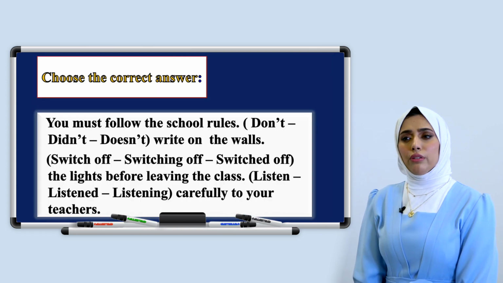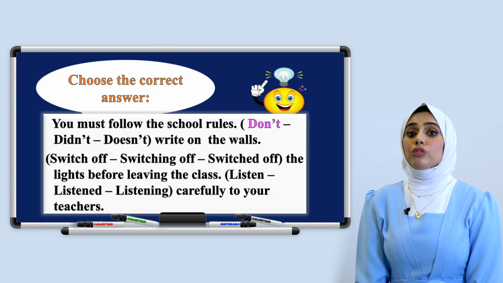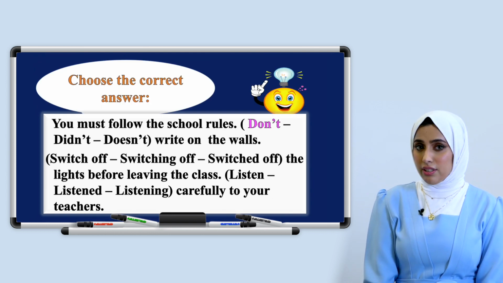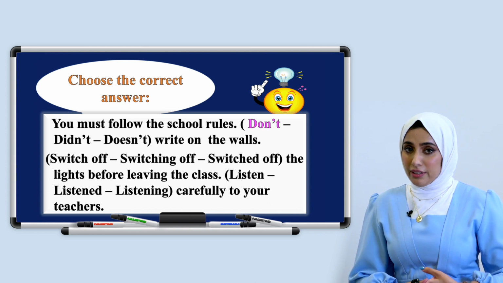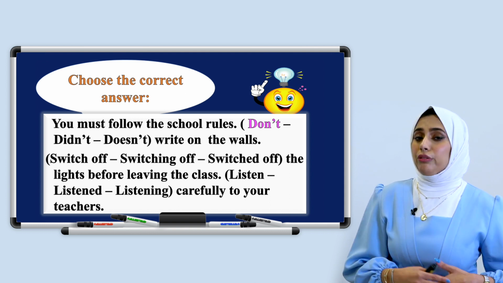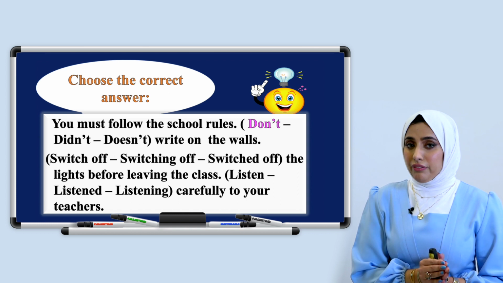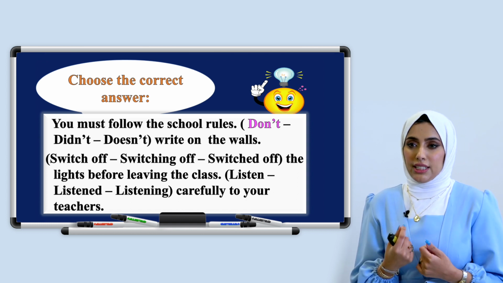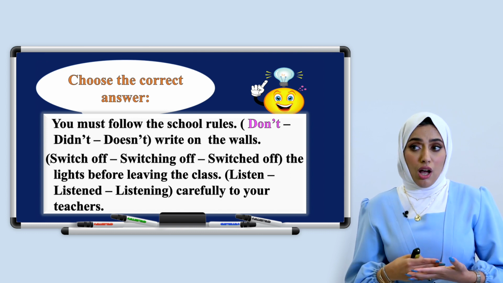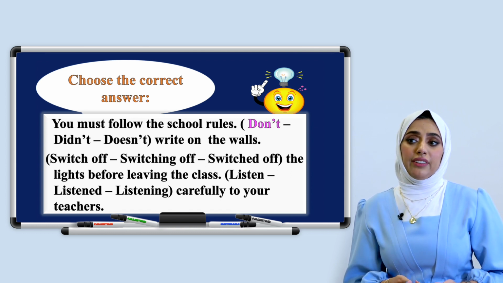You must follow the school rules. Don't write on the walls. Here we use don't because it's an imperative. We're giving an order and we are using the verb in its root form, do. We don't use didn't or doesn't. Switch off the lights before leaving the class.